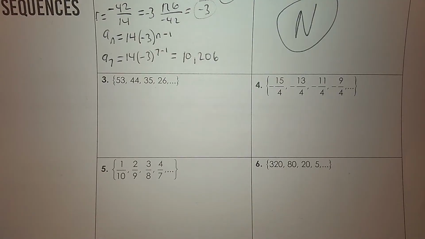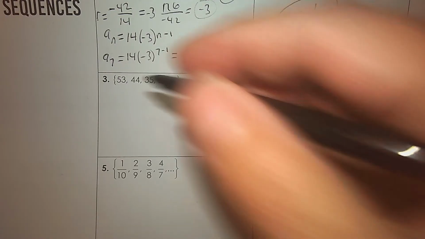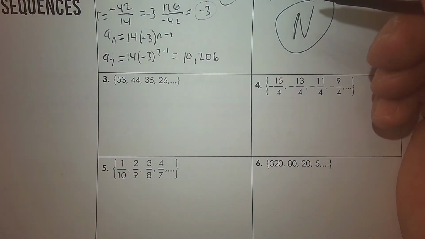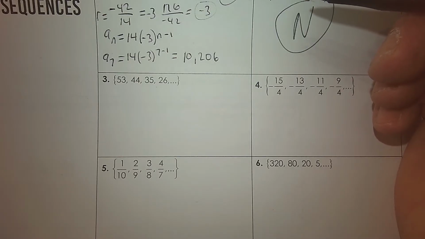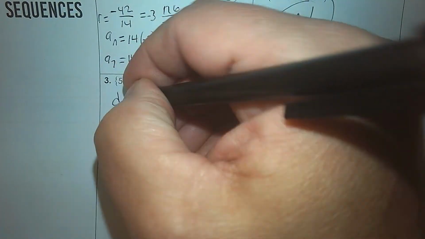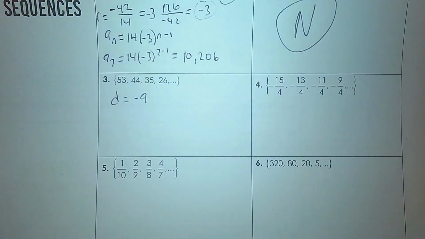Michael, look at number 3 and tell me if it's arithmetic, geometric, or neither. Good. Why? I need a math word for going down by. I need a different math word. Yes, the common difference is. Isn't that nice? Thank you, Michael.